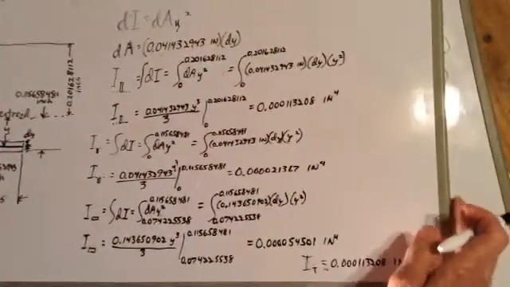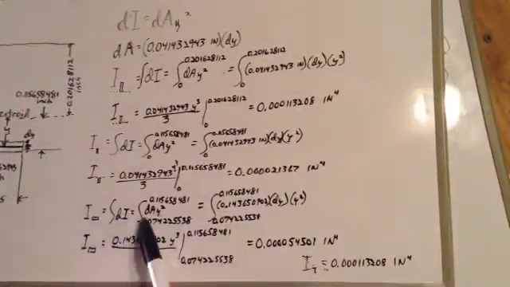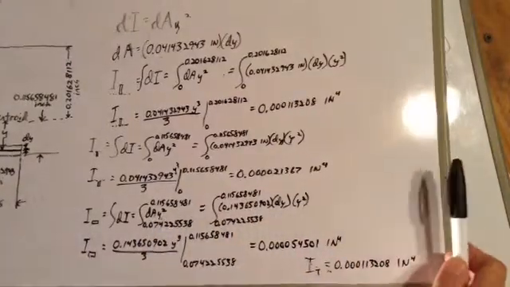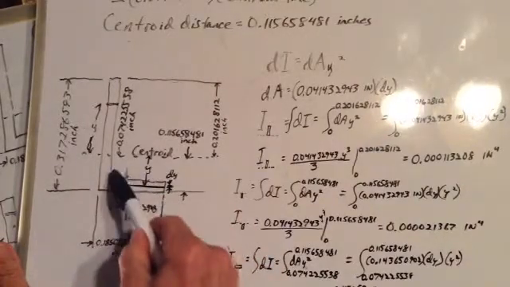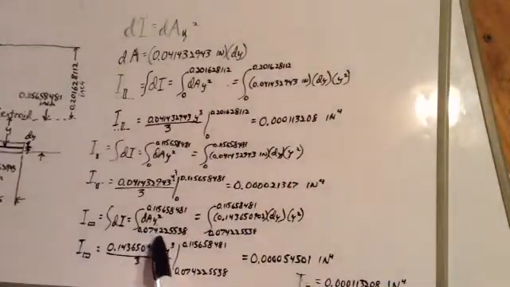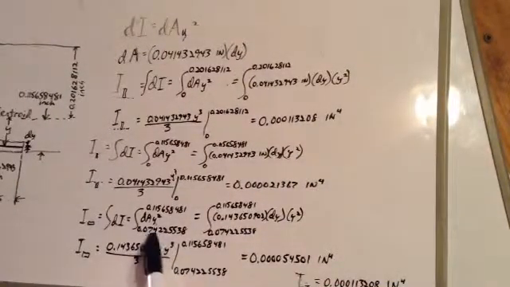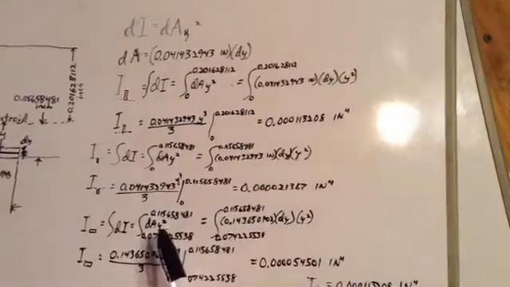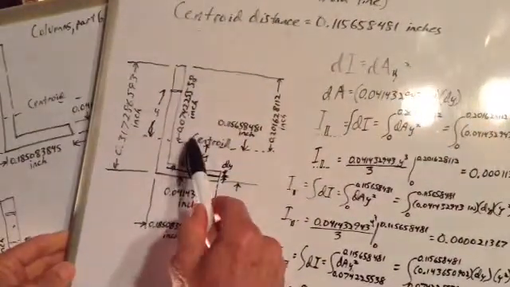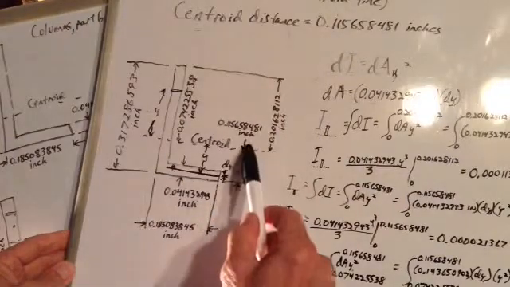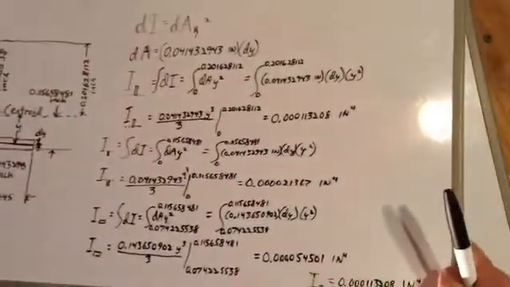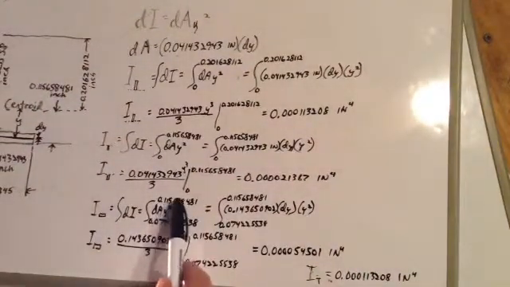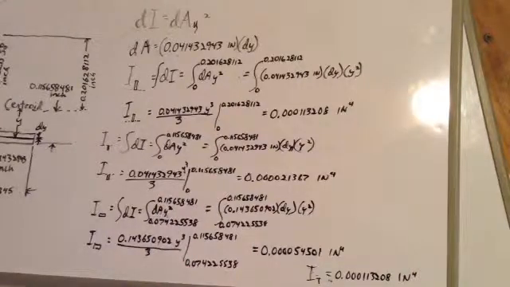So here's the math for it. Okay, and this distance from the centroid line to here is that one, 0.0742255. That's why we have that as one of our limits of integration. And this distance from the centroid line to the bottom here is that distance, which is 0.115658. So that's why we have that number up here. We're integrating from there to there.